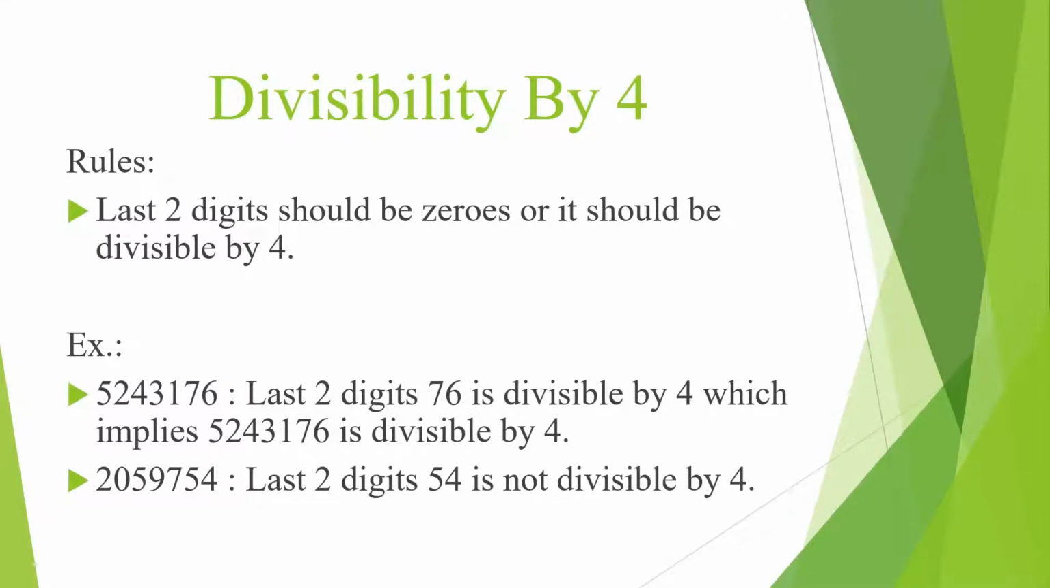Let us see the number 4. Here we have to consider the last two digits. They should be either zeros or divisible by 4. Let us consider the number 5,243,176. Here the last two digits, 76, are divisible by 4. Which implies that 5,243,176 is also divisible by 4.